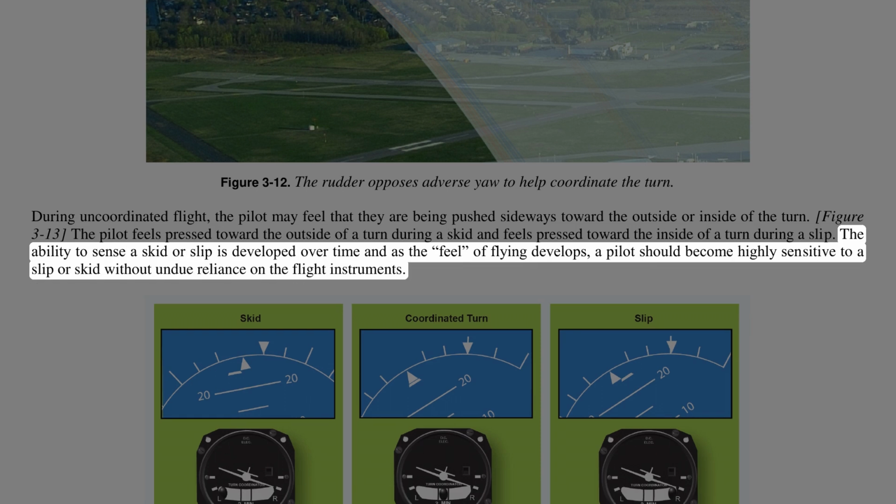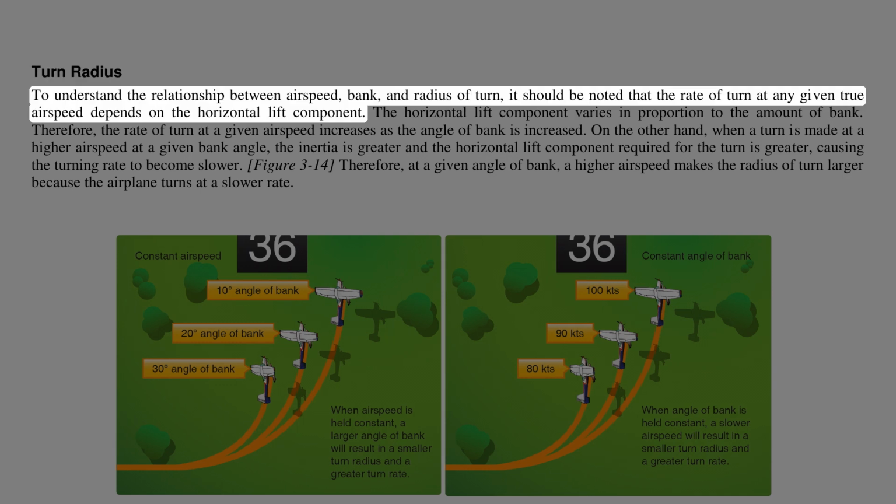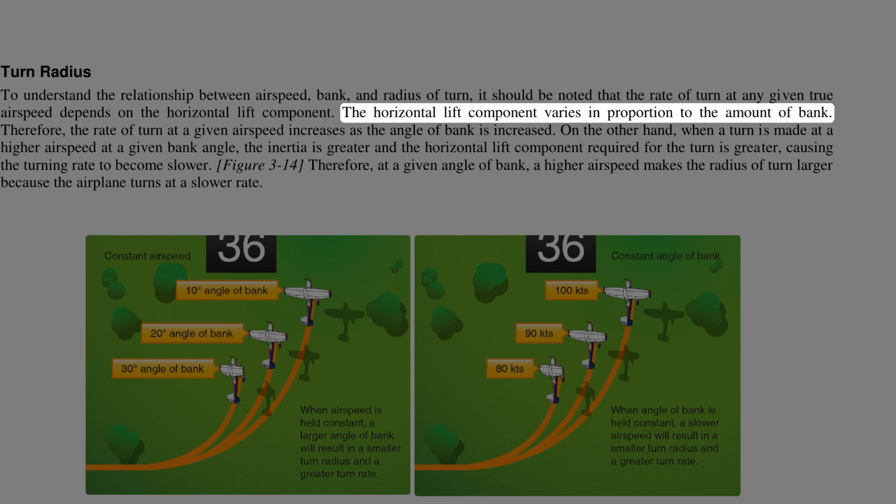The ability to sense a skid or slip is developed over time, and as the feel of flying develops, a pilot should become highly sensitive to a slip or skid without undue reliance on the flight instruments. Turn radius. To understand the relationship between airspeed, bank, and radius of turn, it should be noted that the rate of turn at any given true airspeed depends on the horizontal lift component. The horizontal lift component varies in proportion to the amount of bank.